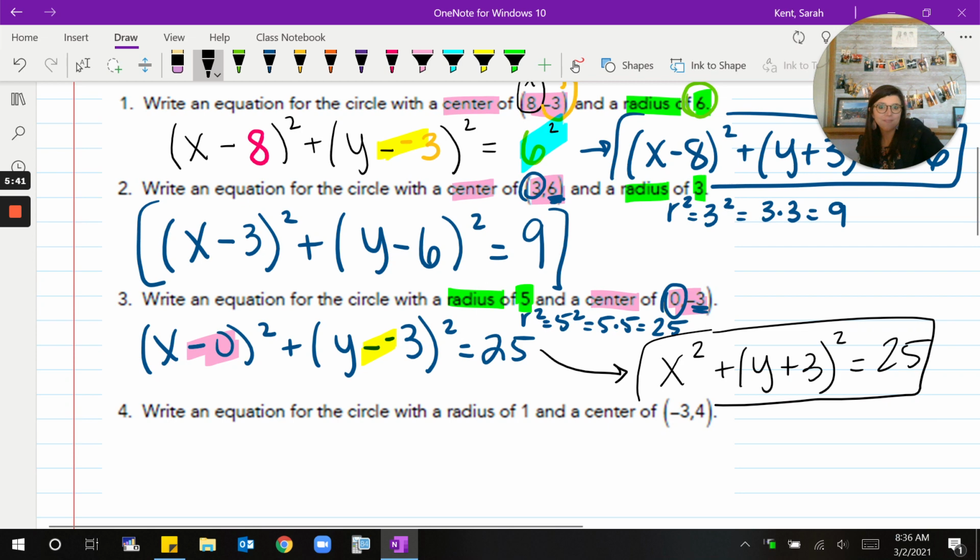All right, we've got one more. Write an equation of a circle with a radius of 1 and a center of (-3, 4).